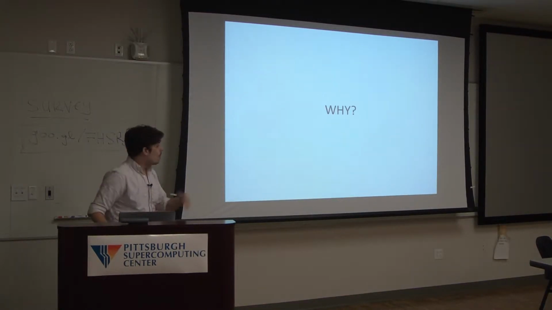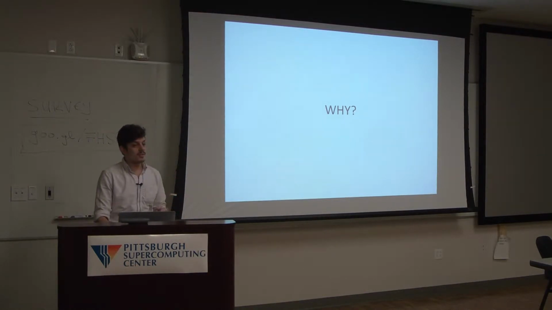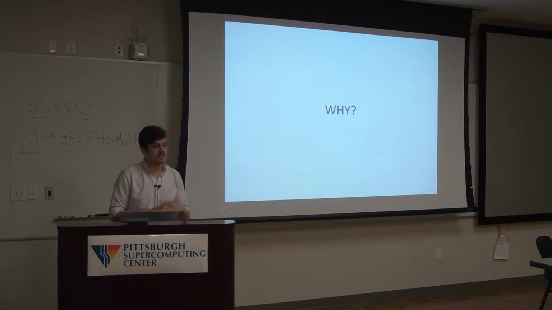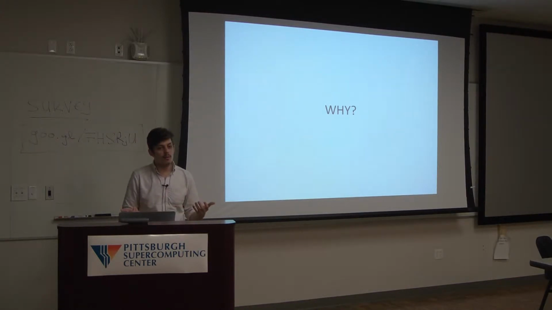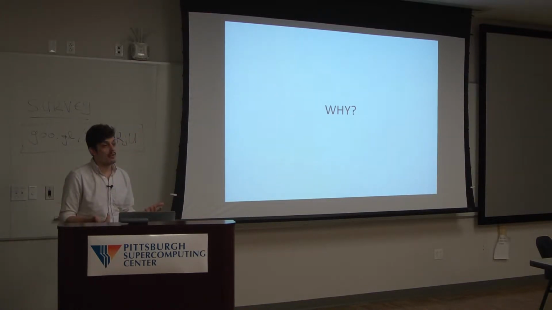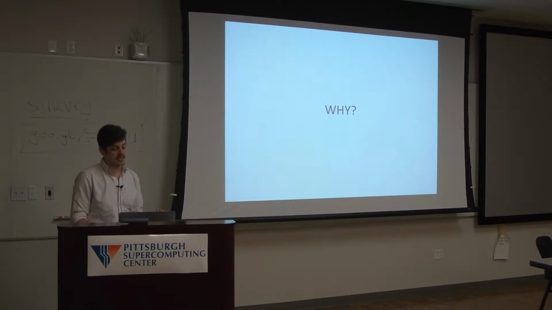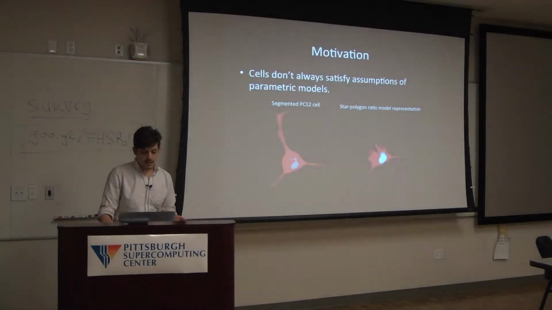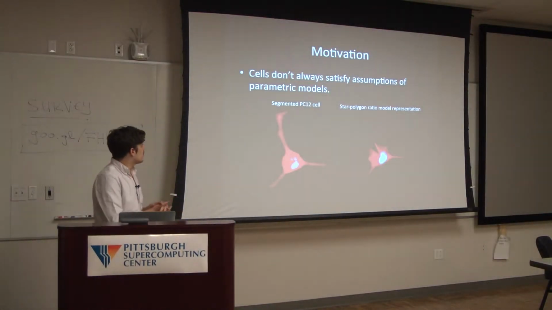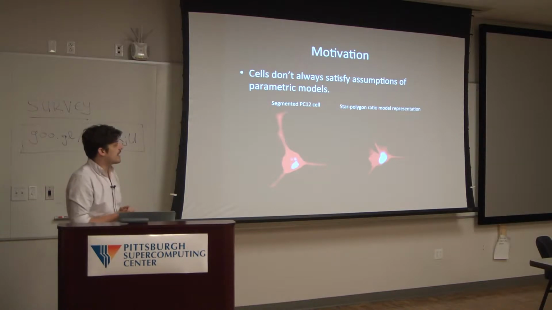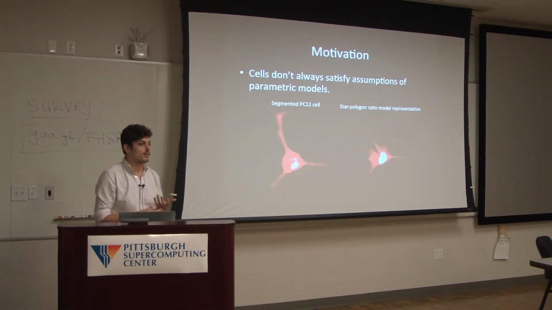So we have lots of models in Cell Organizer, and there have been lots of models in the literature. Why would we be interested in using a method that is maybe somewhat complex and computationally expensive? So first of all, cells don't always satisfy the assumptions of parametric models.